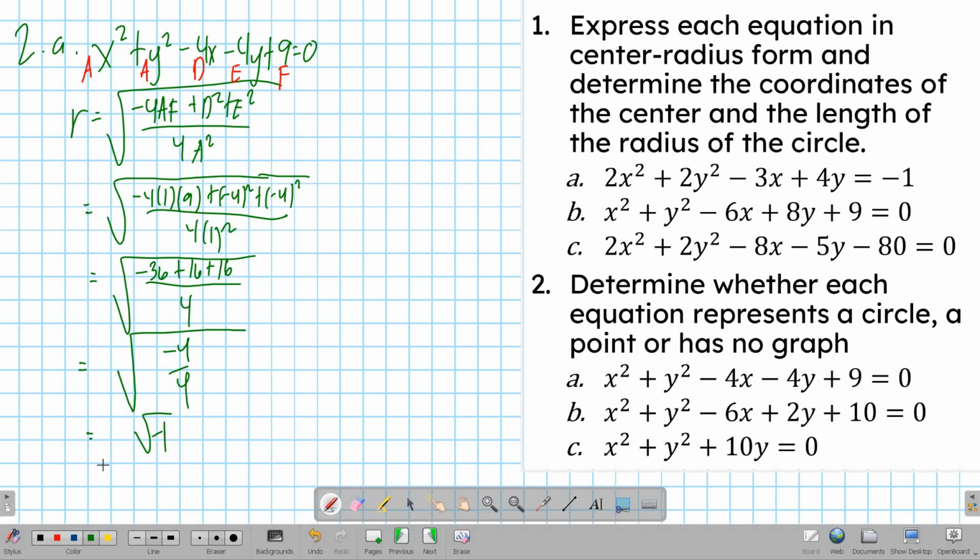It's less than 0 because it doesn't exist. This is worse. It doesn't exist, not just less than 0. Since it doesn't exist, it's imaginary. Because it does not exist, therefore, this has no graph. Again, if the radius is greater than 0, it's a circle. If it's equal to 0, a point. If it's less than 0 or, worse, imaginary, it has no graph.